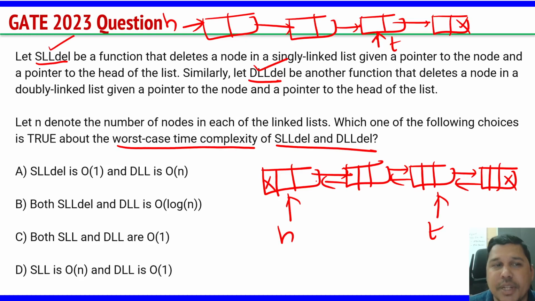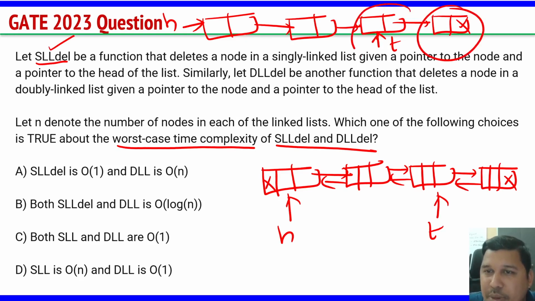Generally, the worst case means deleting a node at the end of the list. Deleting a node at the end of the list. So, how do you delete a node at the end of the list? In single linked list, suppose I am deleting this node, the last node, or even last but one node, right. So, your while loop or your for loop will traverse till the end. It has to traverse till the end.